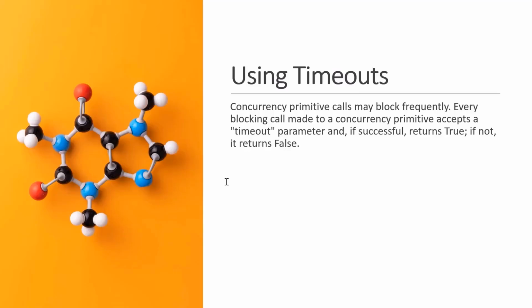Now the next practice is about using timeouts. The concurrency primitive calls may block frequently, but every blocking call made to a concurrency primitive accepts a timeout parameter, and if the concurrency primitive runs successfully, it will return true, else it will return false. So how can we define a timeout? Let us discuss that also.